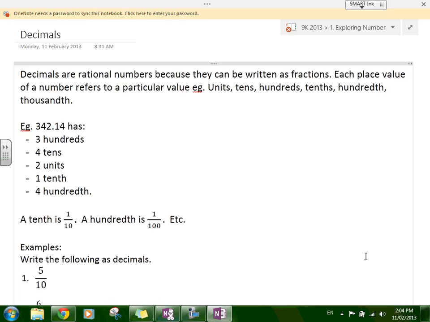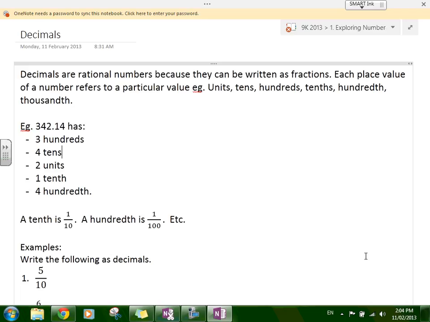Well, we're talking about decimals. So fractions can be written as decimals as well. Now, we talked about rational numbers. Rational numbers can be written as fractions.